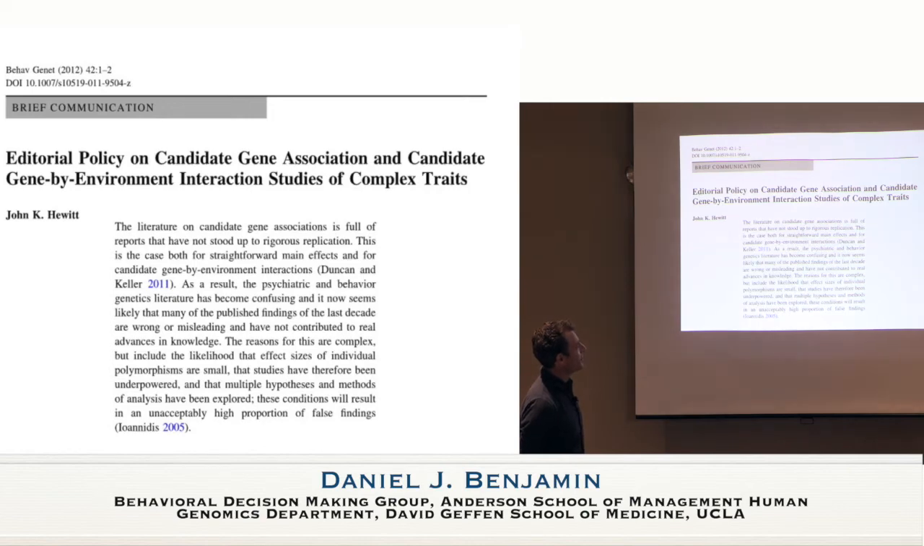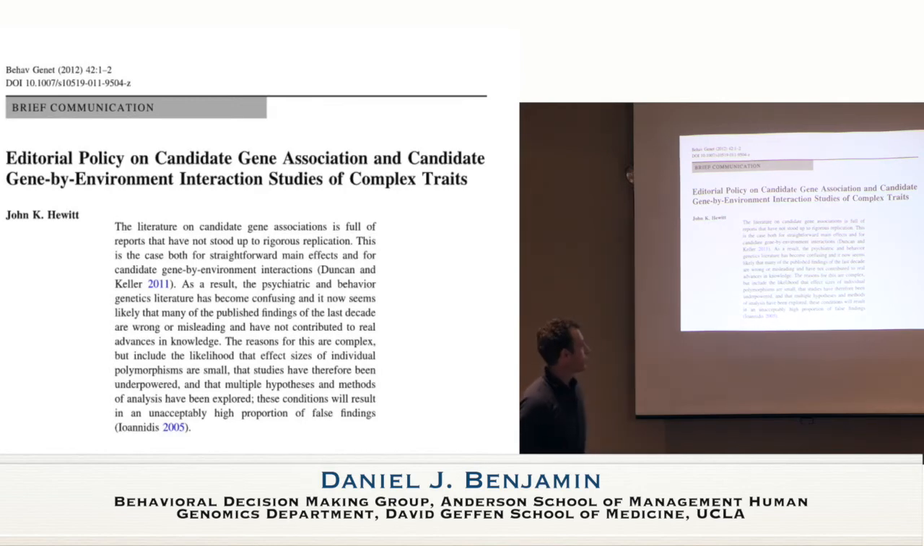He wrote, "The literature on candidate gene associations is full of reports that have not stood up to rigorous replication. This is the case both for straightforward main effects and for candidate gene by environment interactions." And he cites a paper by Duncan and Keller, which was a non-replication of a lot of psychiatric genetic results. "As a result, the psychiatric and behavior genetics literature has become confusing, and it now seems likely that many of the published findings of the last decade are wrong or misleading and have not contributed to real advances in knowledge." So this was a first recognition by the community that we had gone down a wrong path.